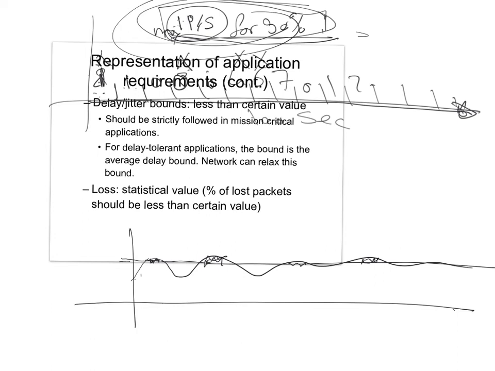It's almost impossible to have something working and operational and maintaining a certain bound 100% of the time. It's almost impossible. Okay, so that's why we resort sometimes to statistical bounds. Any questions?